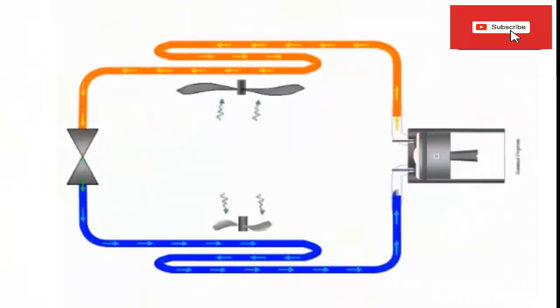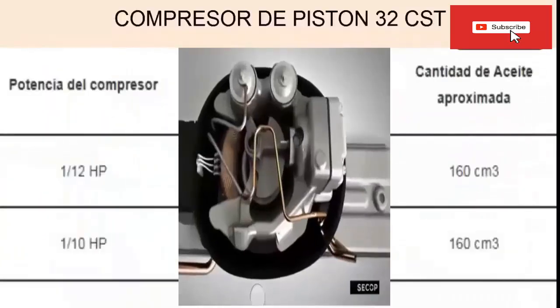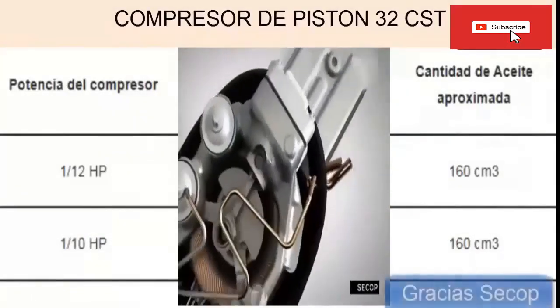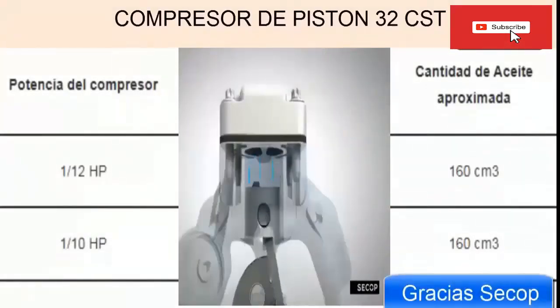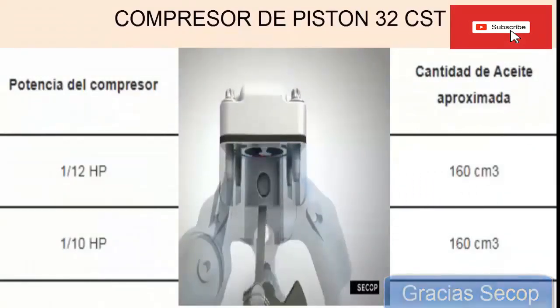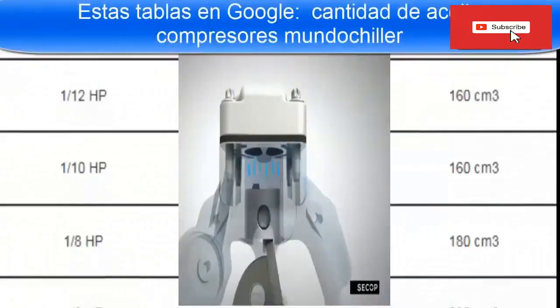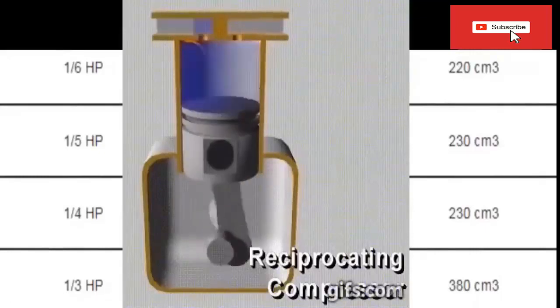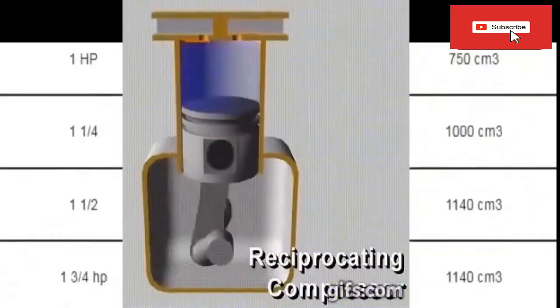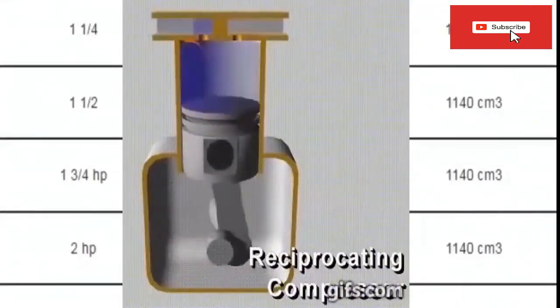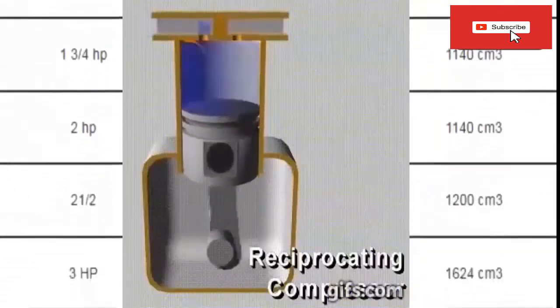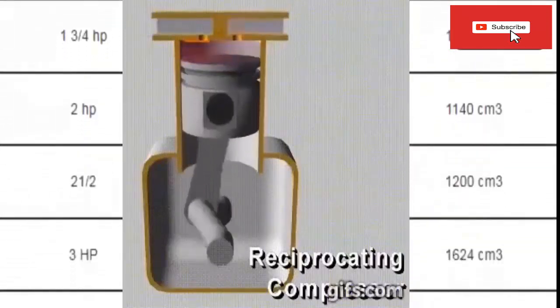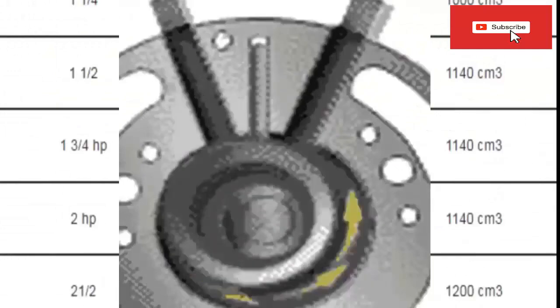The most used viscosity by piston compressor manufacturers is 32 cSt. The table is very complete. We are going to observe the most used models. For a 1/8 HP compressor, the average amount of oil is 1140 cm³. For a 3 HP compressor, the average amount of oil is 1624 cm³.